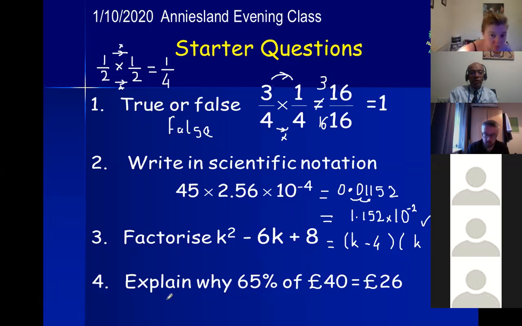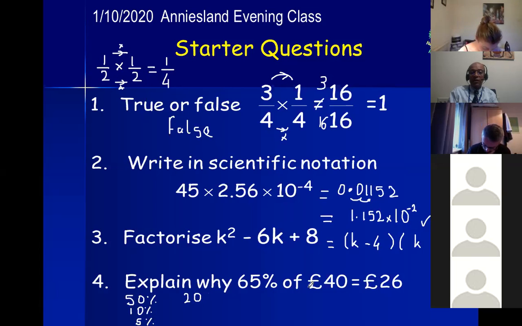So there's more than one way of doing it, but the easiest way is to find 50% first, then find 10%, and then find 5%. So what is 50%? 20. Yeah, so that's a half. So you just write £20.